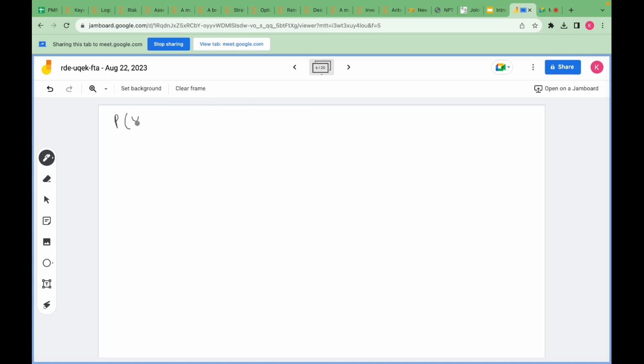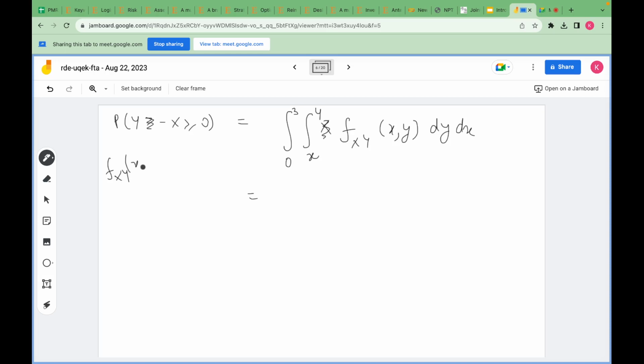This probability that y minus x is greater than or equal to 0 is nothing but the joint probability function, where y is varying from x to 4 and x is varying from 0 to 3. So f of x comma y is 1 by 12, where x belongs to 0 to 3 and y belongs to 0 to 4. So this is the f x y.